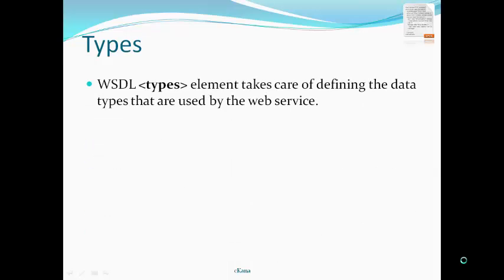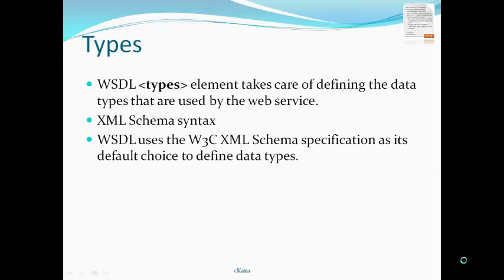Types. Now we will discuss the types element in detail. A web service needs to define its inputs and outputs and how they are mapped into and out of the services. The types element describes all the data types used between the client and the server. For maximum platform neutrality, WSDL uses XML schema syntax to define the data types. WSDL uses the W3C XML schema specification as its default choice to define the data types. However, WSDL is not tied exclusively to a specific typing system.